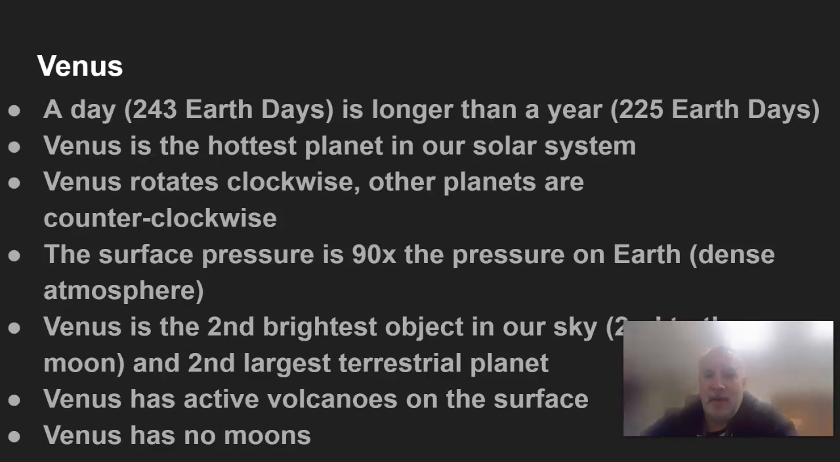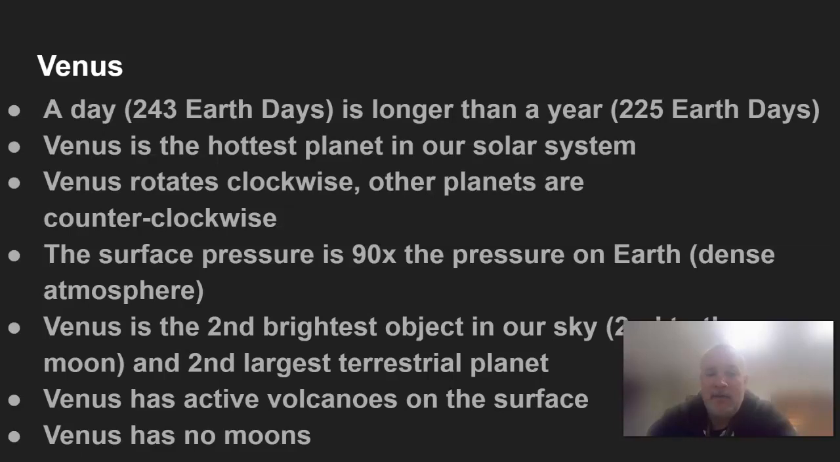It rotates clockwise, so it is an oddball because most of the planets rotate counterclockwise. The surface pressure is 90 times the pressure on Earth. That means that if you were standing on the surface, you would be smushed. It is 90 times more or higher pressure. Venus is the second brightest object in our sky, second only to the moon, and the second largest terrestrial planet.